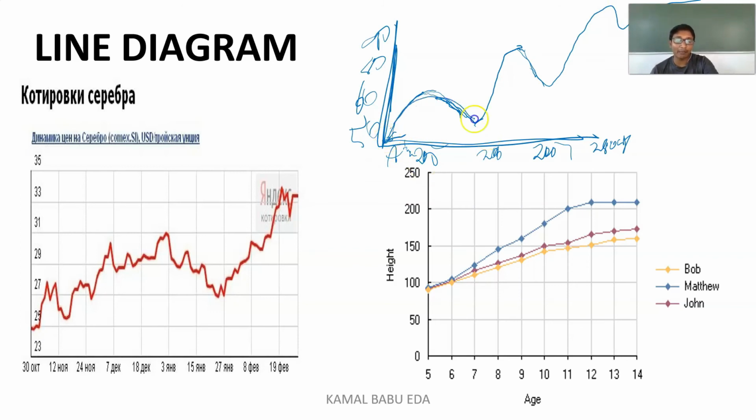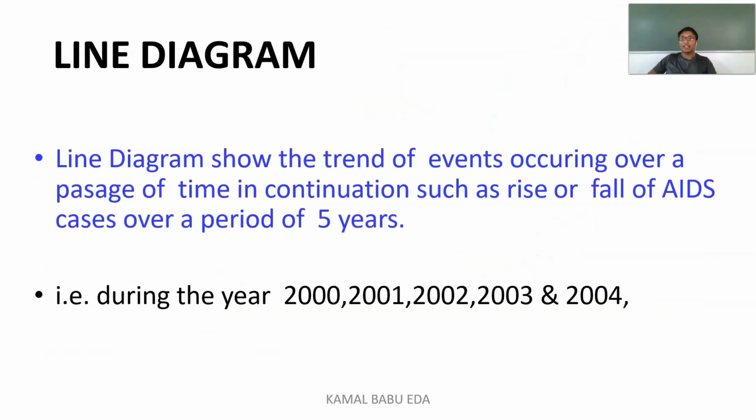So likewise, the number of cases of a disease can be represented over the year. So this is the line diagram. It shows us the events that are occurring over the passage of time, such as the rise or fall of AIDS cases over a period of 5 years. So this is the line diagram.